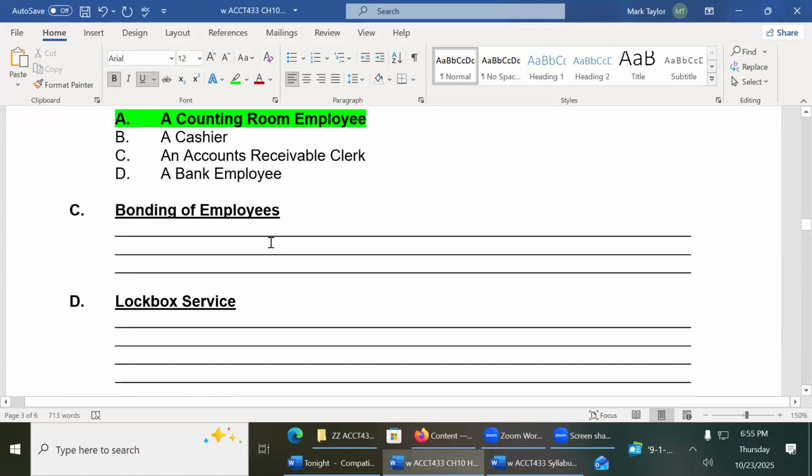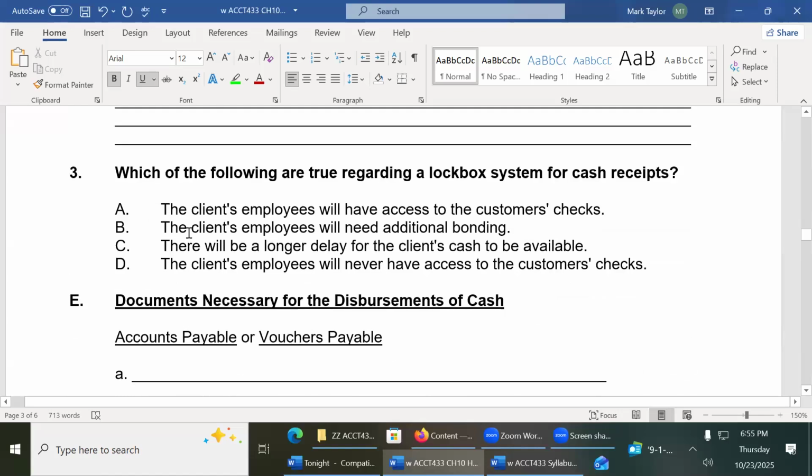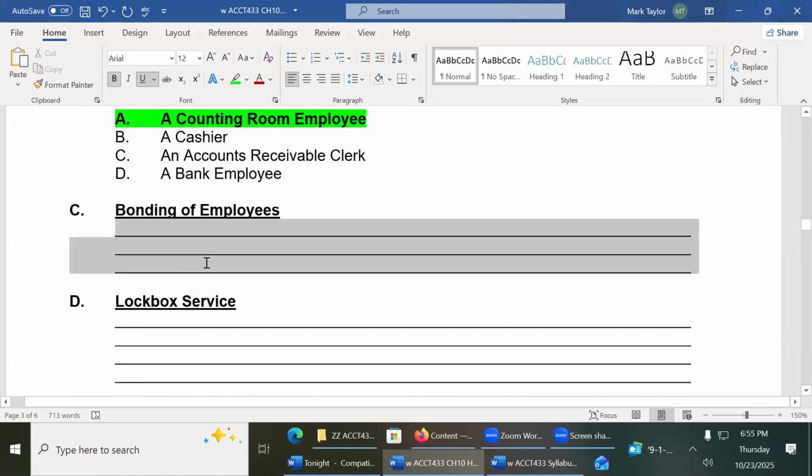Okay, bonding of employees. What time are we at? Okay, let's do this, then we'll go to the other stuff. Okay, bonding of employees.